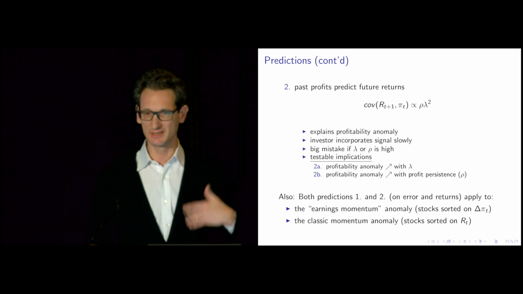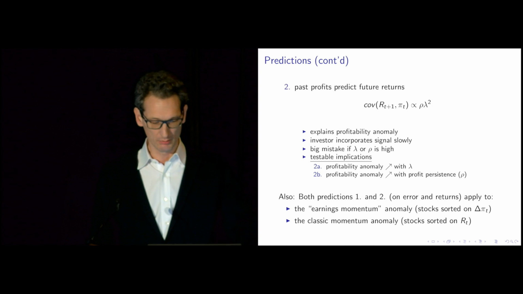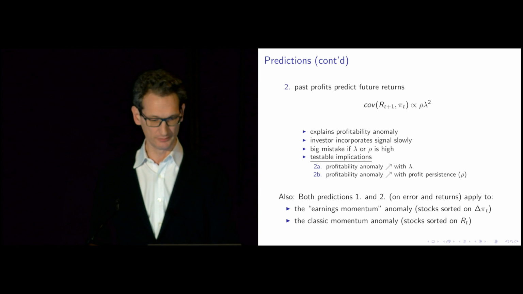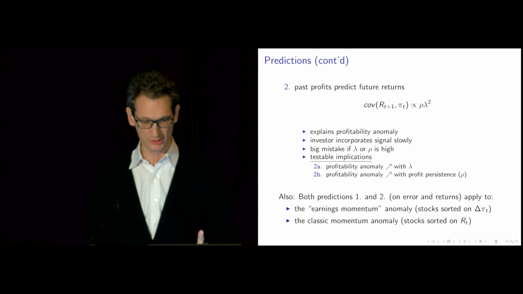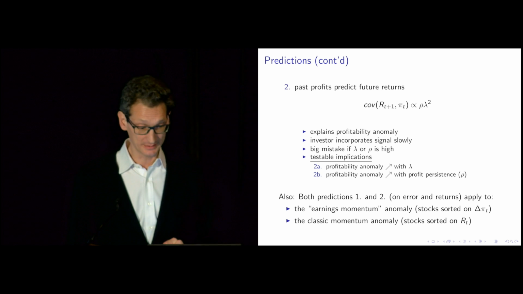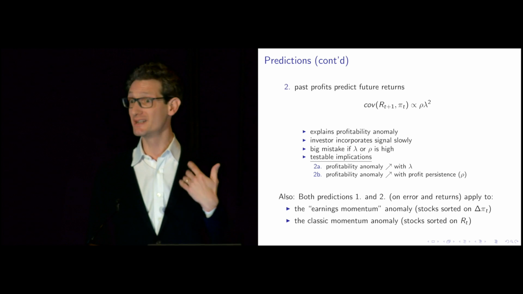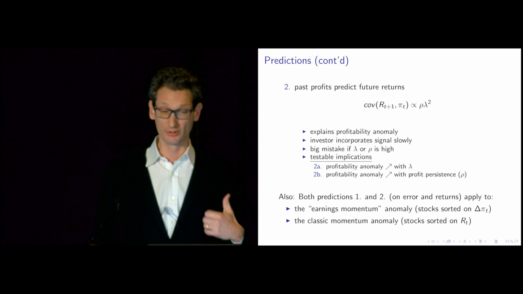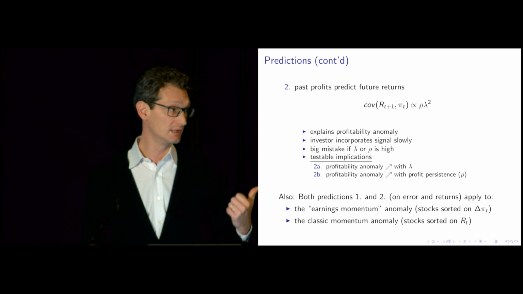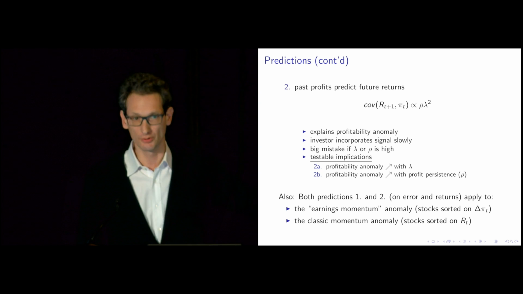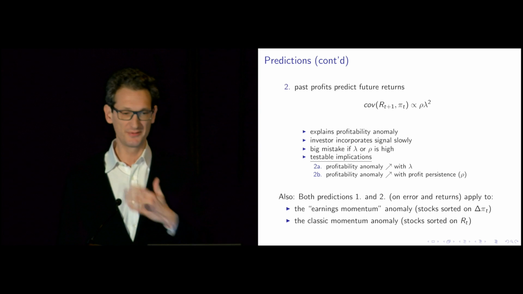What I will mention very briefly is that when you work the model, the predictions on forecast error and on future returns also apply to alternative anomalies. Anomaly one is the earnings momentum anomaly: sorting stocks by change in profits is going to forecast future returns. And all these things work.